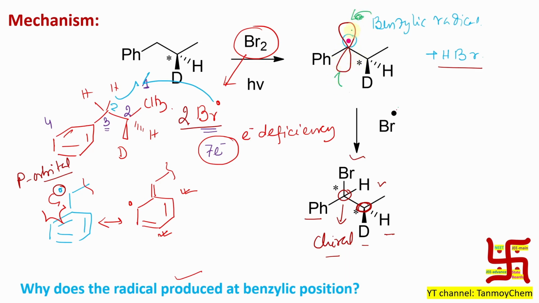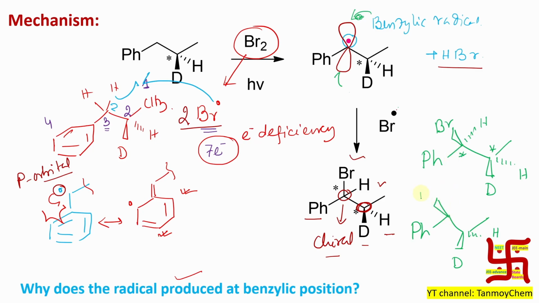So if one side attacks, overall it will result in an enantiomeric pair. What do I mean? Both chiral centers. In one case maybe bromine is top, hydrogen down, and the other center will remain as it is, deuterium and hydrogen. This is chiral, this is chiral. And in another canonical form, the neighboring side will be as it is, there will be no change, but here the bromine may get down and the hydrogen may come top. So these are the two isomers.